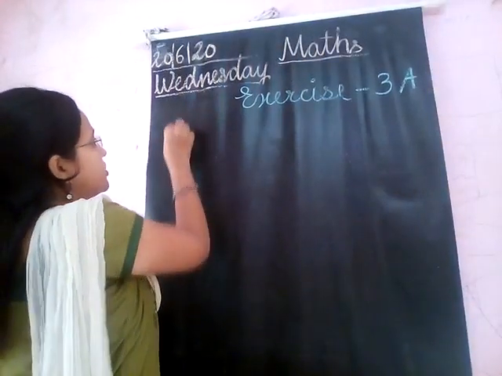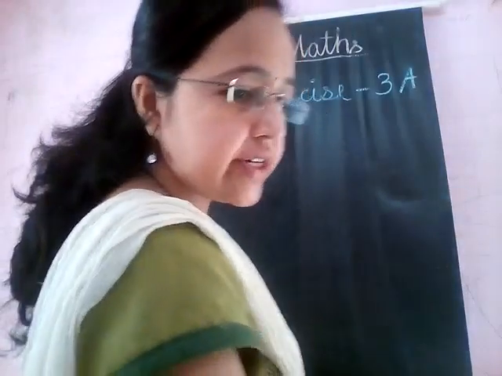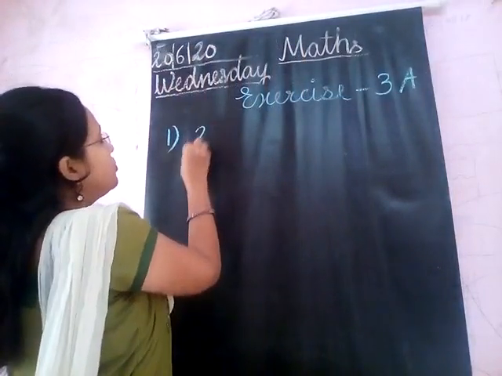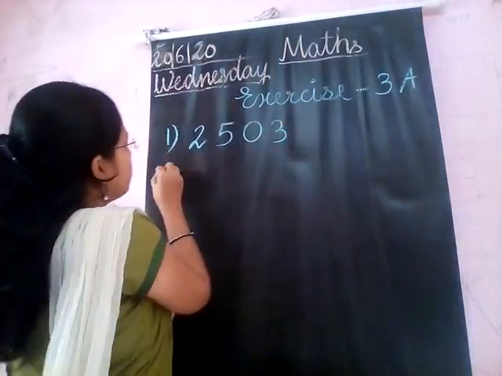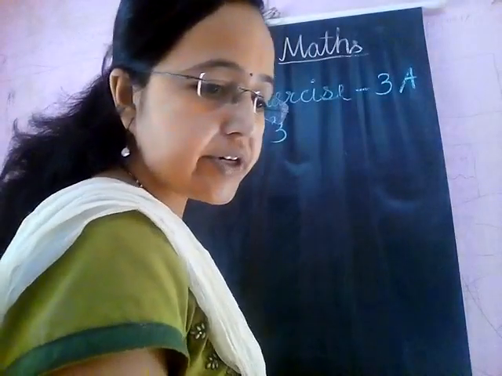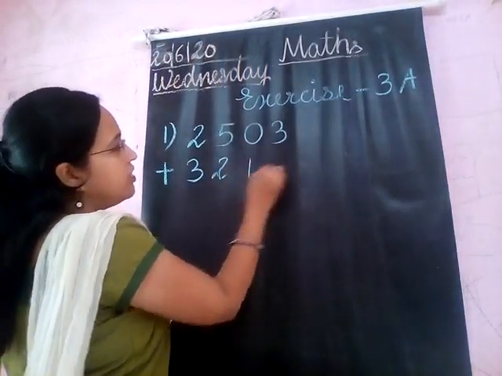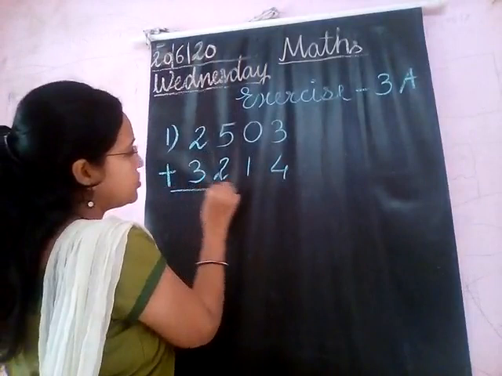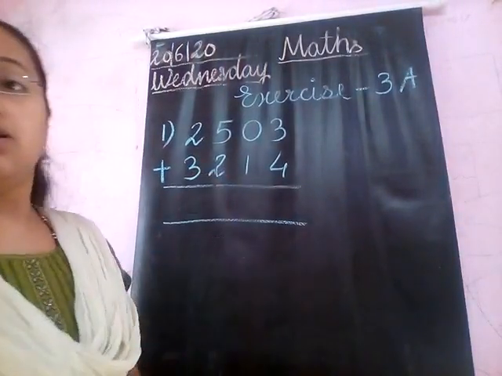In that, first one is 2503 plus 3214. Okay, students. So let us add these two numbers.